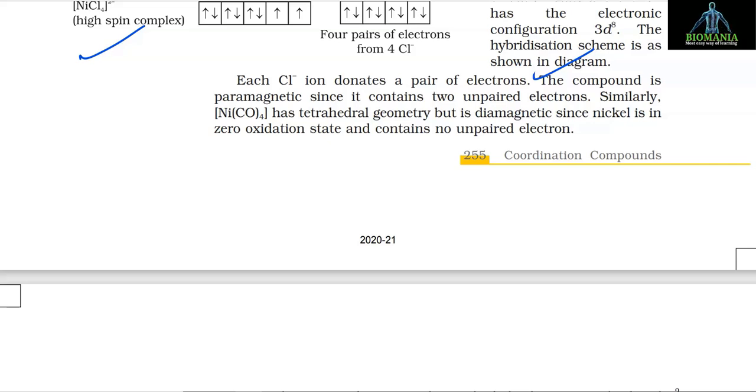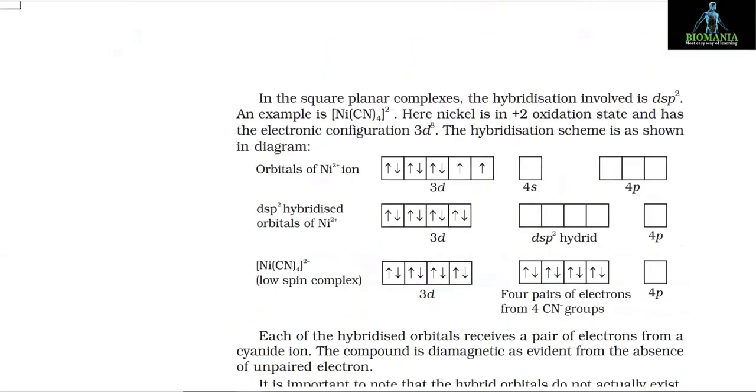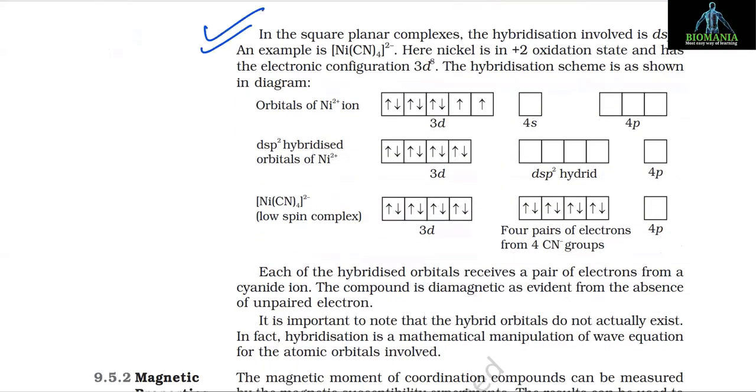Similarly, Ni(CO)4 has tetrahedral geometry but is diamagnetic since nickel is in 0 oxidation state and contains no unpaired electron. In the square planar complexes, the hybridization involved is dsp2. An example is [Ni(CN)4]2-.